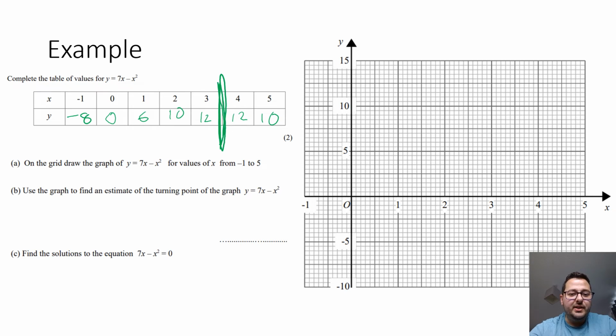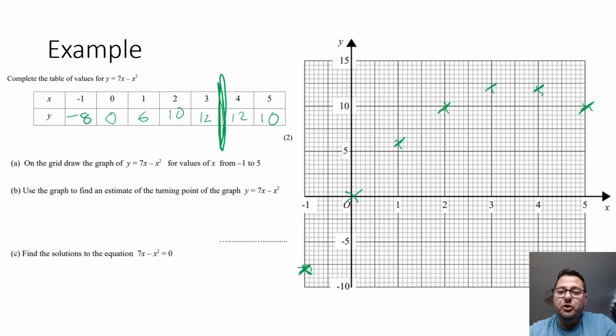So let's plot these points then. So we want to draw these. So minus 1 and minus 8. So what is it? 2. Yeah, so that's minus 6. So that to me is minus 8 there. Oops, about there. Then we've got 0, 0. Then we've got 1 and 6, which is there. Then we've got 2 and 10. Then we've got 3 and 12. 4 and 12, and 5 and 10.